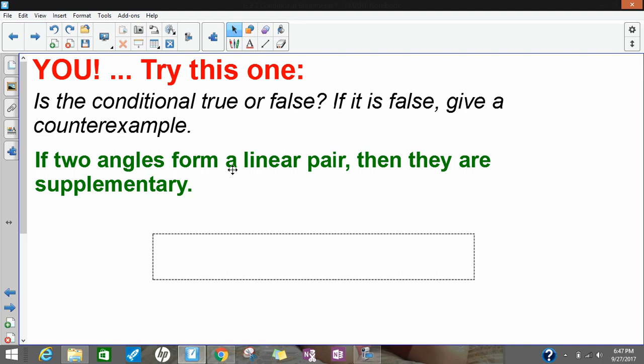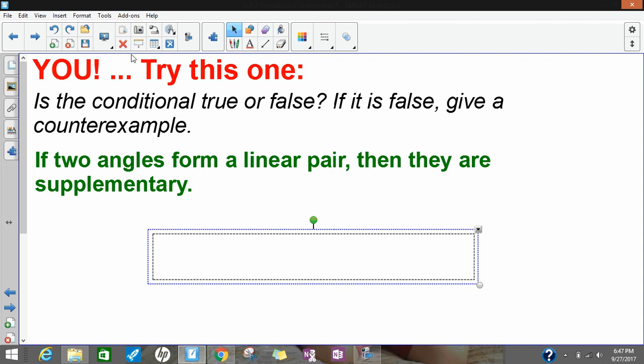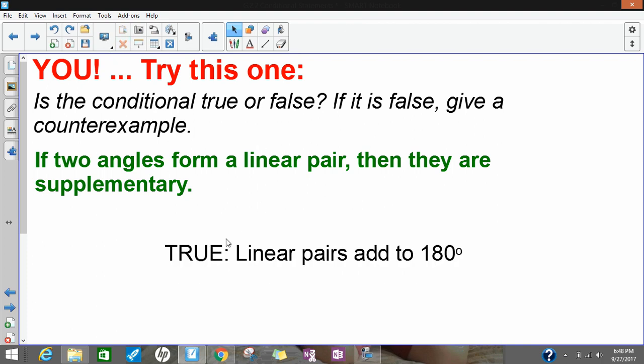So here's a conditional statement. I want you to determine if it's true or false, and if it is false, give me the counterexample. So make sure you pause and try this one. So if two angles form a linear pair, then they are supplementary. That is actually the definition of a linear pair. So this is a true statement. Linear pairs always add up to 180 degrees. They make straight lines, and so this is a true statement.